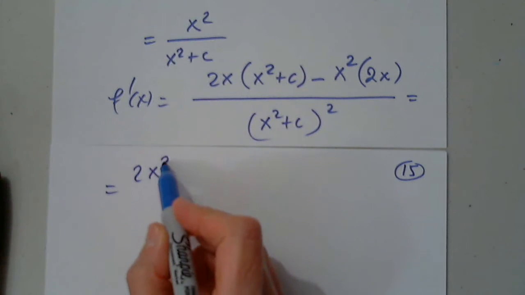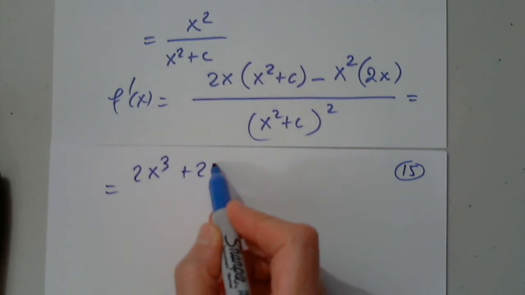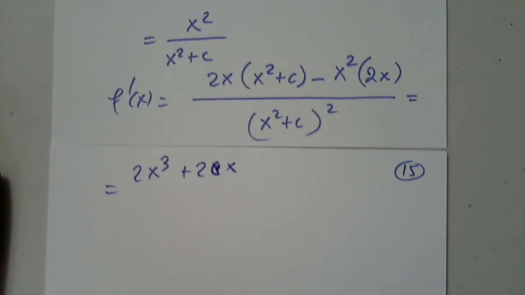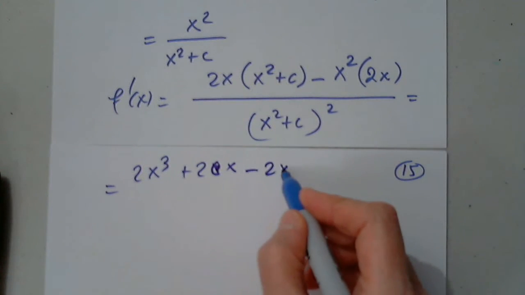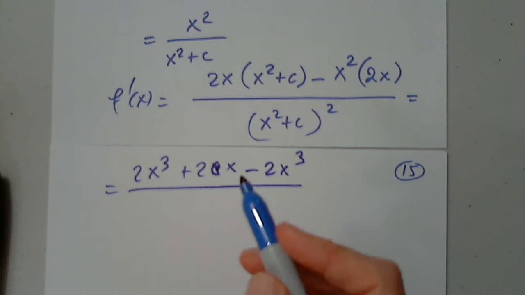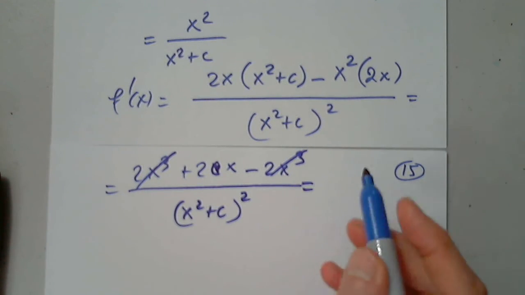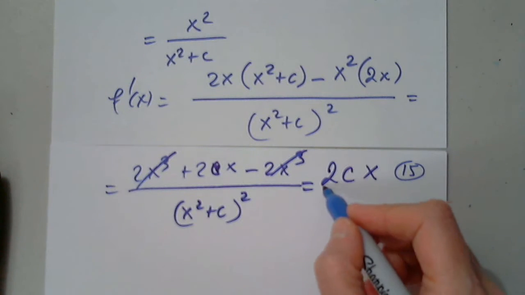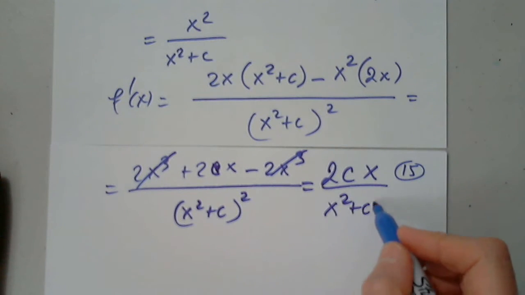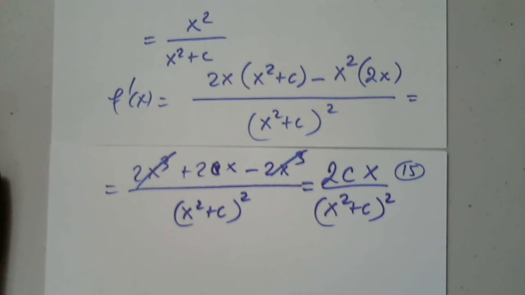So this is 2x cubed plus 2cx and minus 2x cubed over x squared plus c squared. So this is 2cx over x squared plus c squared.